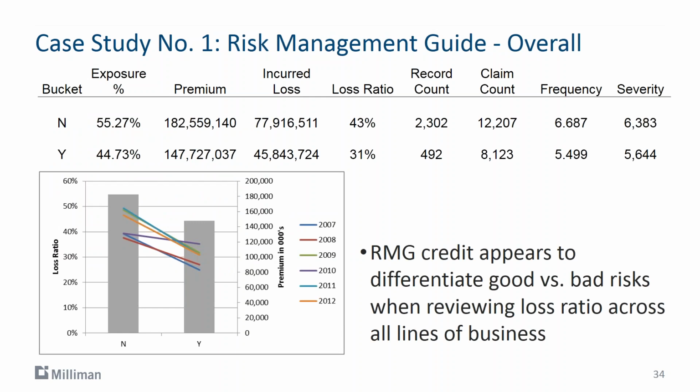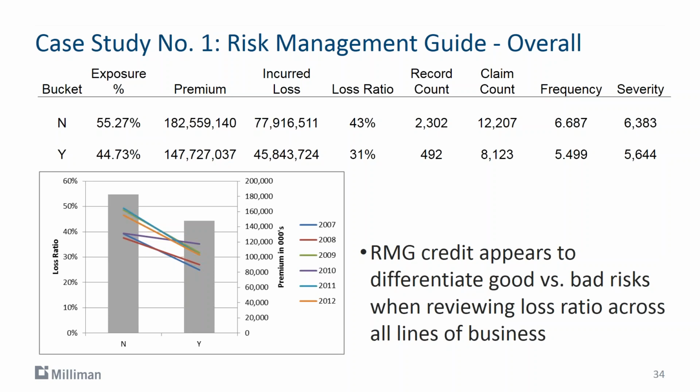So this slide illustrates the results of our analysis, and I just want to get you acclimated with the information on this slide. So bucket N and Y, so no and yes. No, the member does not participate in this program and does not receive this credit, and yes, that they do. The exposure percentage shows the premium for all the members combined, the incurred loss for all the members combined in this bucket, the loss ratio, the record count, claim count, frequency, and severity. Okay, so those are the numbers in the table.